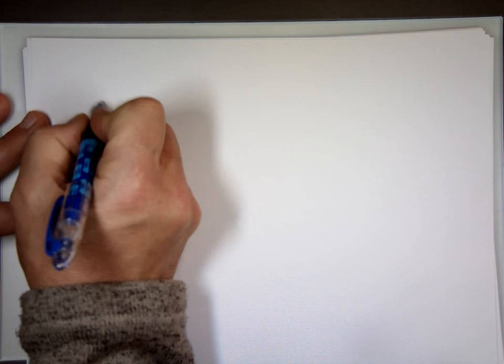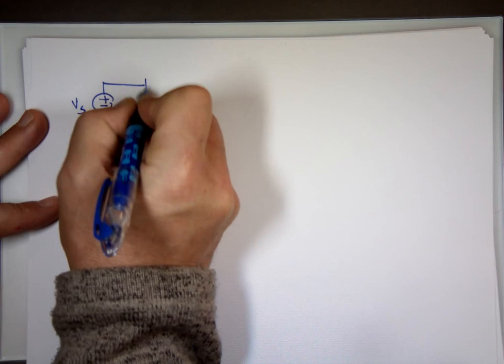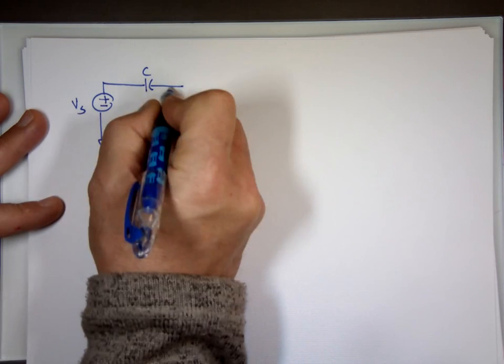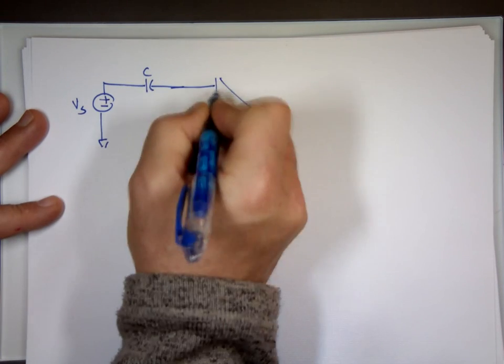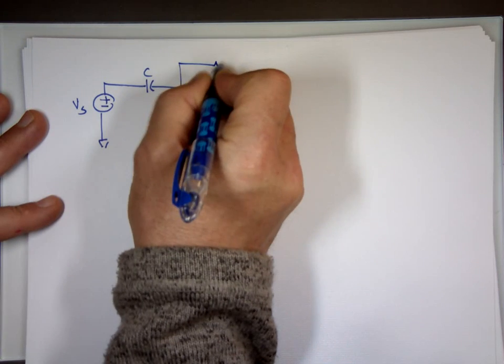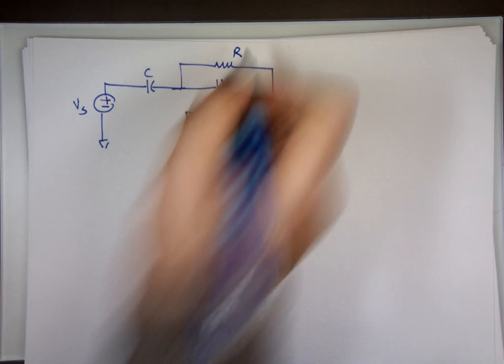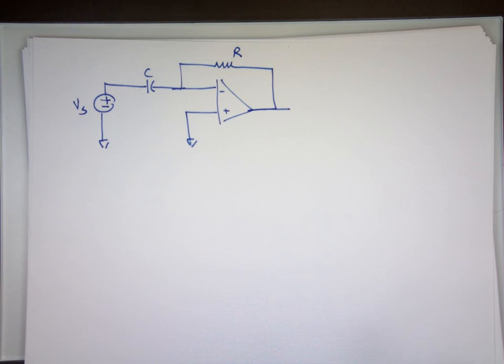Now what about if I make a minor change to that? If I put the capacitor first, put the capacitor here, same circuit. Just flip the capacitor and the resistor. Would that change anything?